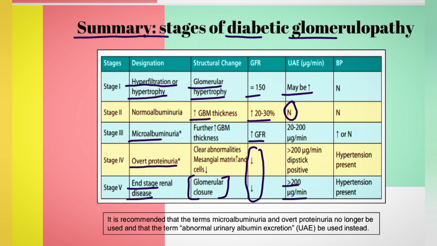In stage 1 and stage 2 the BP will be normal, no clinical feature will be found. However, from stage 3 we will find an increase in the BP level, and ultimately in stage 5 we will find that the person is having hypertension.